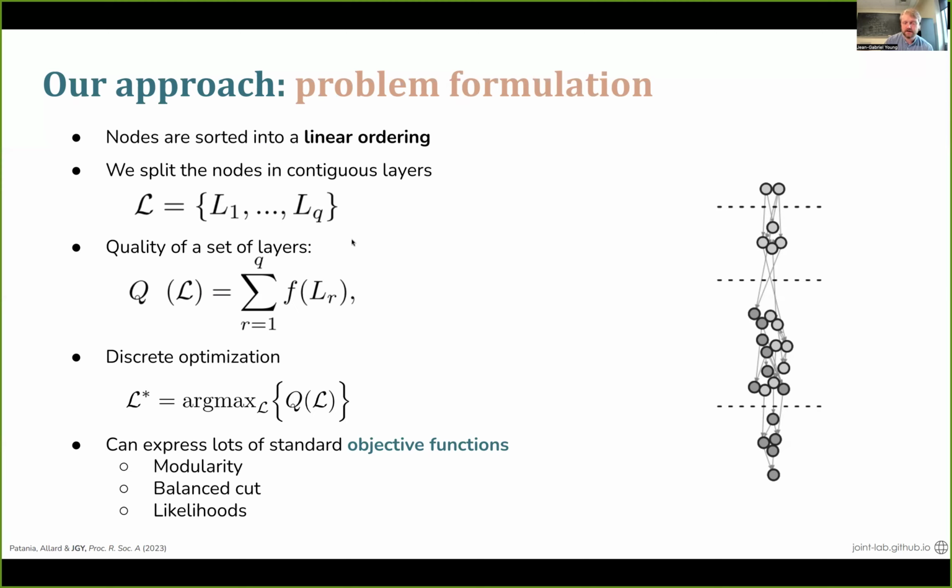The way we are going to do this is to treat it as a discrete optimization. So we'll have a quality Q that's the sum of the quality of a bunch of layers, and we're going to find the split into layers that maximizes this quality. The objective function could be a likelihood, if you want to be probabilistic about it, or it could be a modularity or a balanced cut or anything. It really doesn't matter. It's just a function that tells you how much you like the split. Typically, it will penalize having edges between clusters and favor dense clusters or something like that.